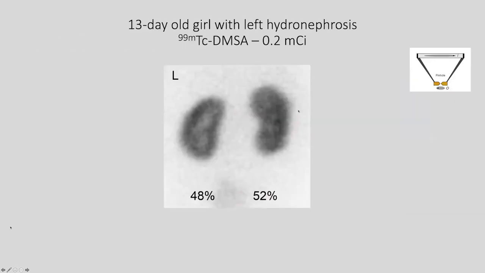Another example of an image with pinhole is in this 13-day-old girl with left hydronephrosis. This patient was administered DMSA, and imaged 4 hours later. As you can see, even though the kidneys are very small, one can see the hydronephrosis on the left side and calculate the distribution right versus left.